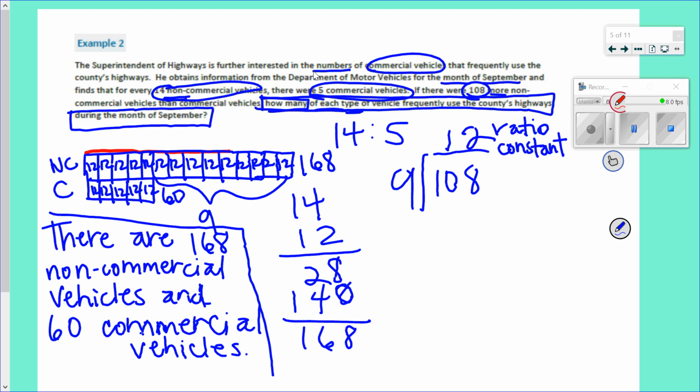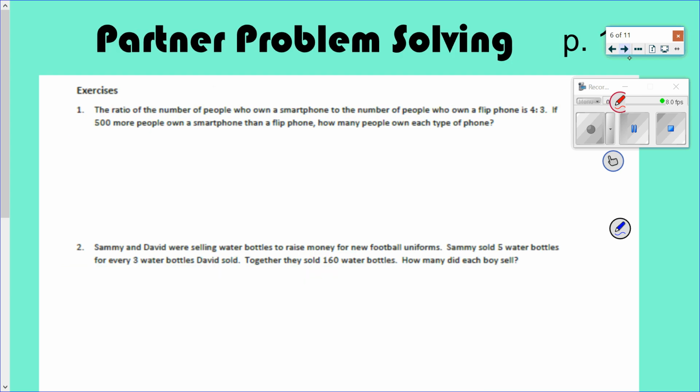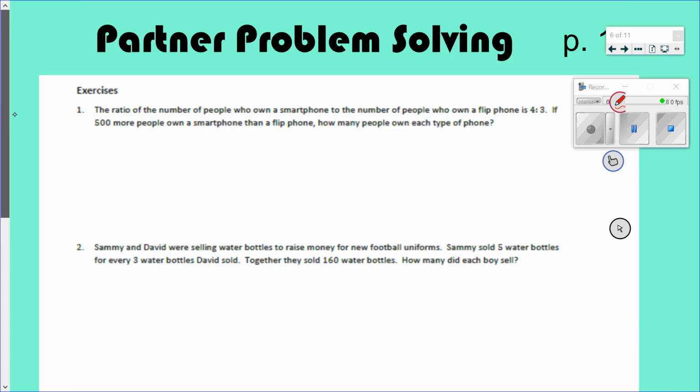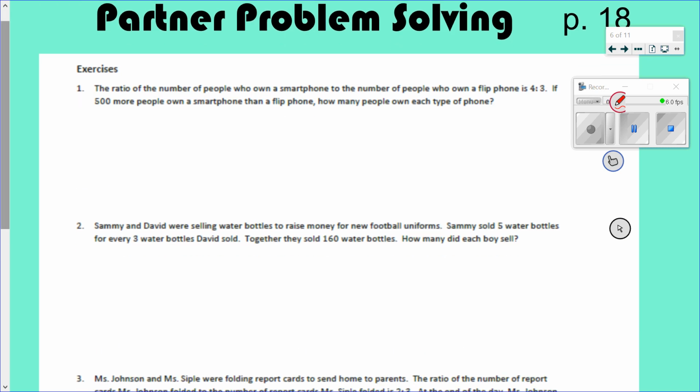All right. So guys, on the next page, we're going to give you a few minutes to do this on your own. You can work with your table. About how many minutes? Let's give them 5. Pick 2 of the problems as a table and solve them. We're giving you 5 minutes. Page 18.